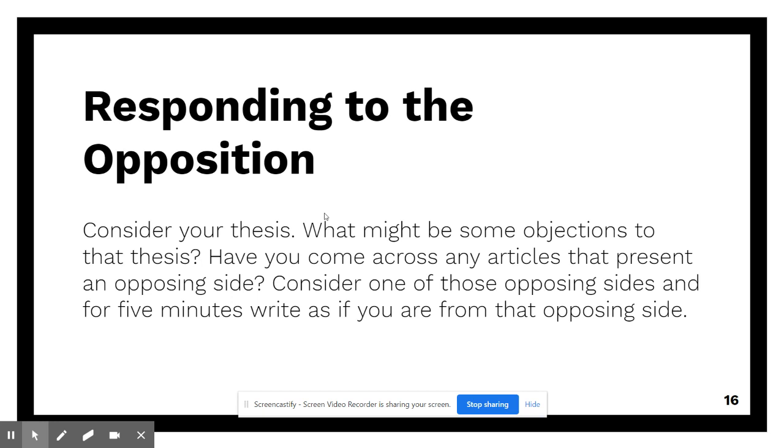The other issue might be that you just haven't read enough about your topic, because if you've done enough reading, you should have come across objections. You should have come across people who see things differently than you. It's also a good idea to have a source like that in your paper, an opposition source, so that you can make a case for the opposing side. So take one of those oppositions and write for 5 minutes as if you are from that opposing side.